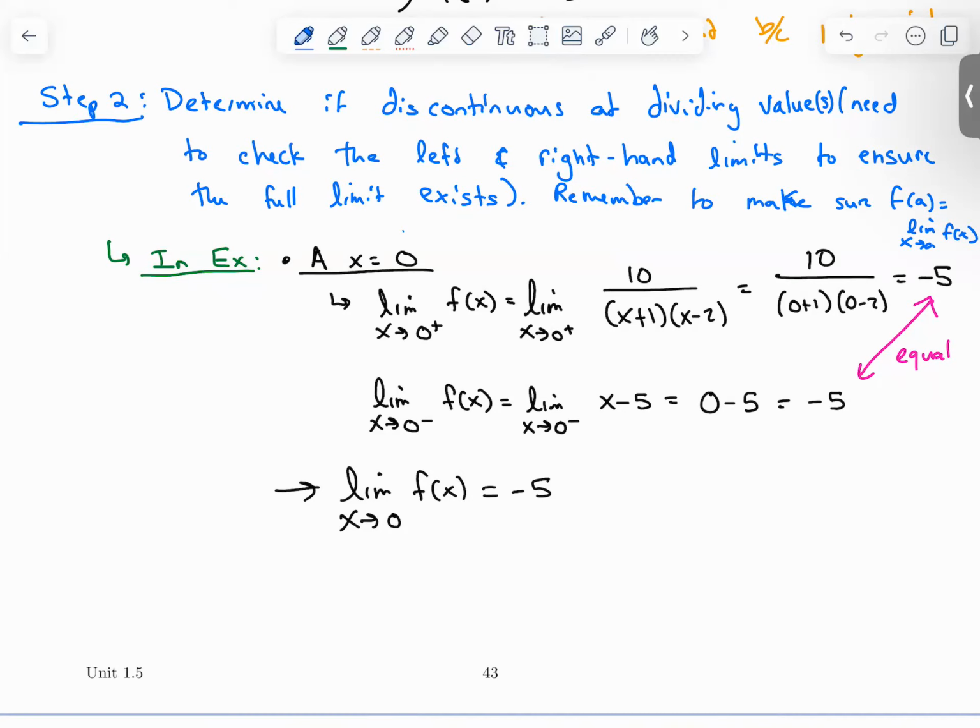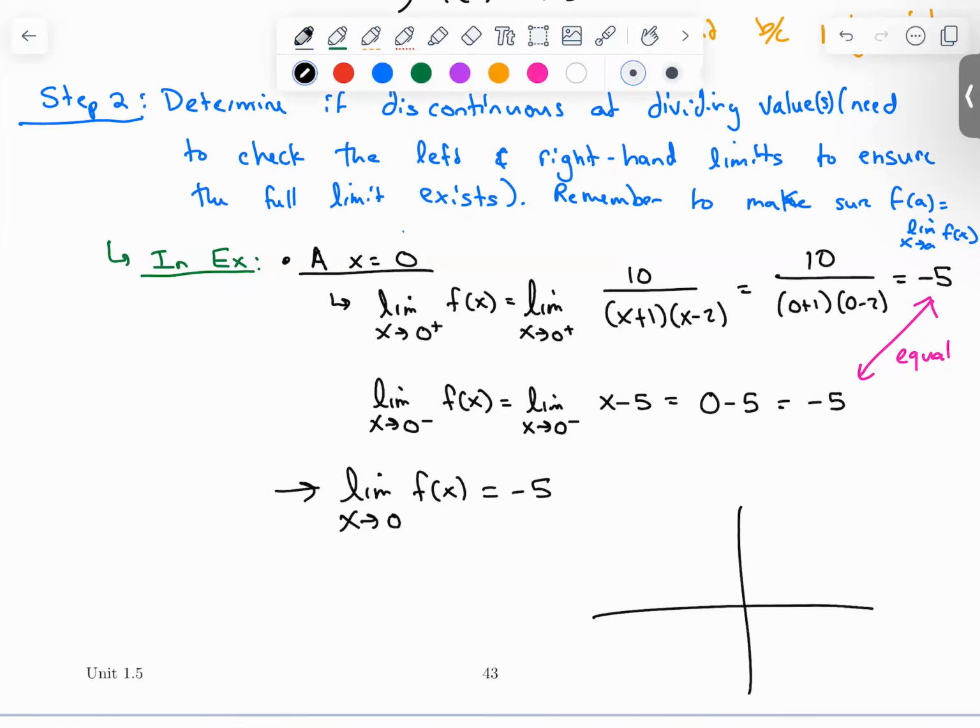This just tells us that the limit exists, but our function could end up looking like this, where you do have a limit at this a value, whatever this a is. The limit exists, but the function does not. And therefore, it would not be continuous, because you'd have to lift your pen off the page. So we do need to check that last condition.